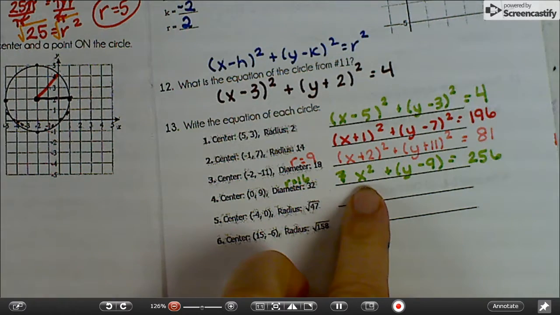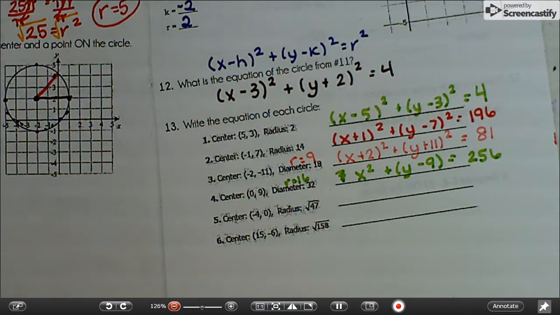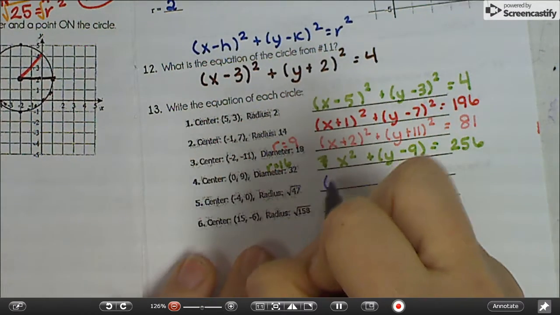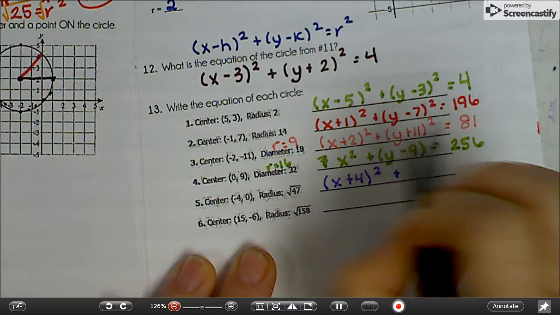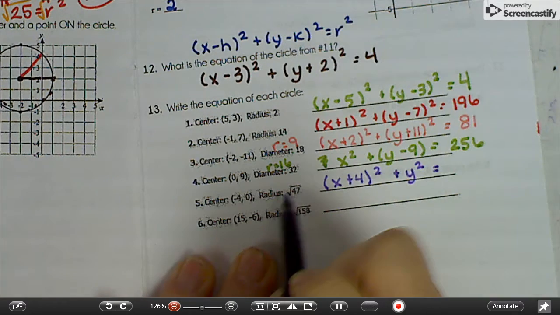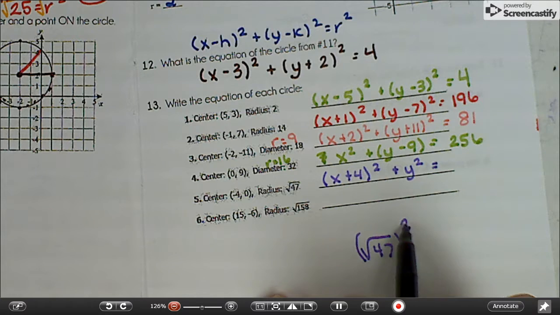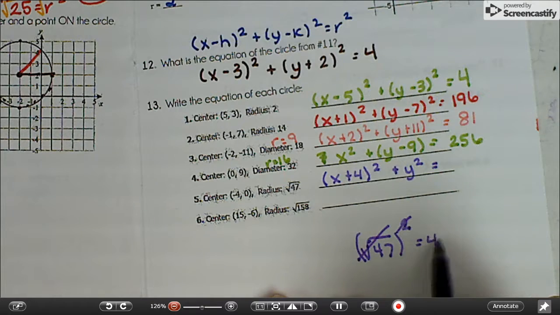Now, if you had on yours (x - 0)², that's okay. But just understand that if you see just x² or just y² by themselves, it means that the coordinate was 0. All right, so let's look at the next one. We know the center, so we have x, and it'll be (x + 4)², plus (y - 0)², so just y², equals, and we need to square the radius. Well, the radius is the square root of 47, squared. These are opposites. They cancel each other out. So the radius squared is 47.